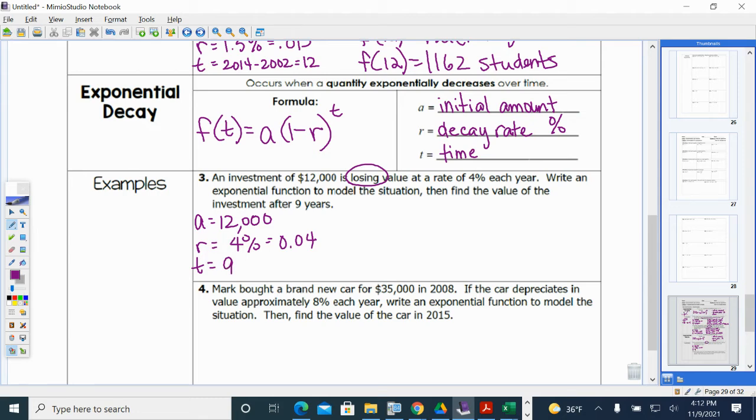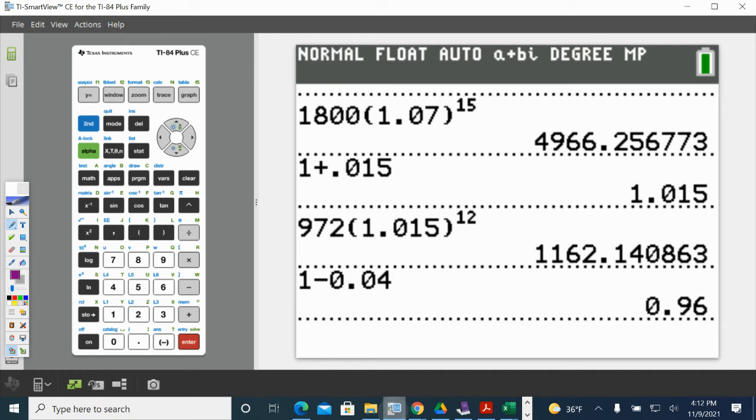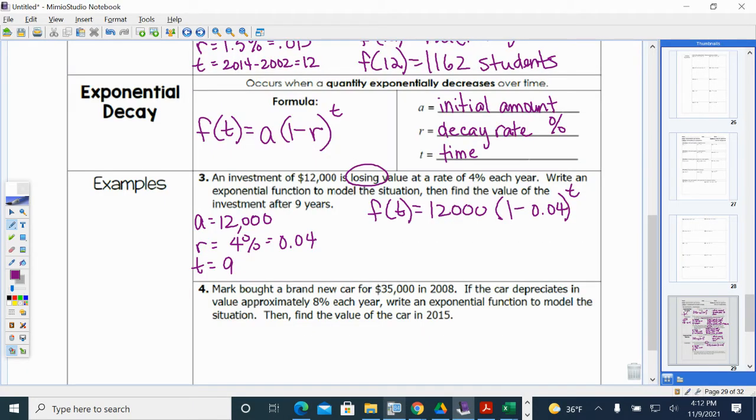All right, so let's write our function. So F of T equals 12,000. Now, I want to do 1 minus the 0.04, to the T. 1 minus 0.04 should give me 0.96. So there's the 0.96 to the power of T. So there's our function that we could use to figure out what the investment would be worth, however many years we want to go by.